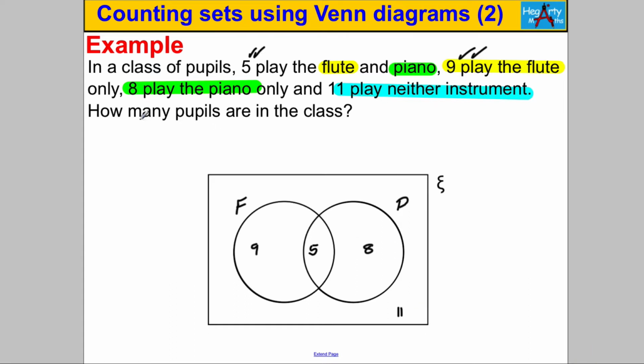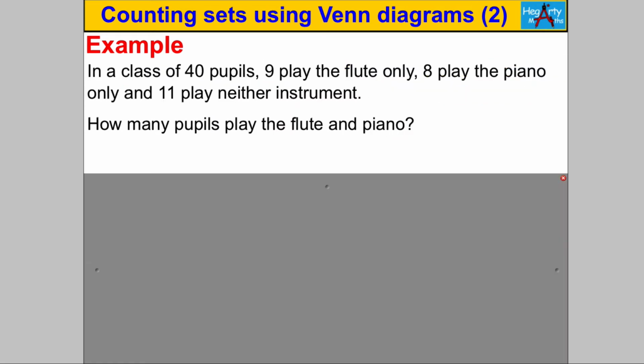It asks us how many pupils in the class, in other words, how many elements in the universal set. So in the universal set we have 9, add 5, add 8, add 11, like that. And you get yourself the answer 33 here. So let's state the answer, 33 pupils, and we're done. Okay, next one, pause the video, have a go.